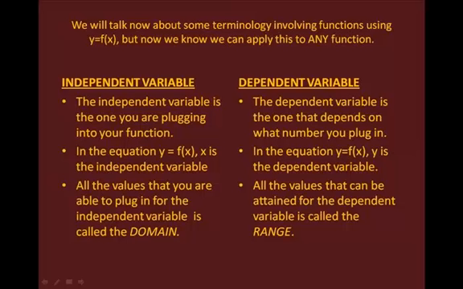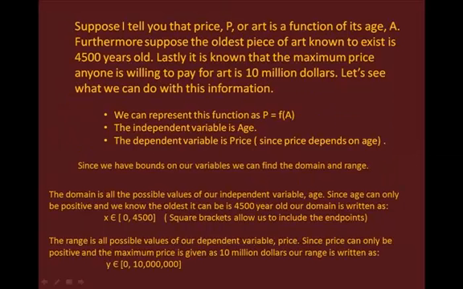Okay, let's look at an example and see how we can set our own function based on numbers from a situation. Suppose that I tell you that the price P of art is a function of its age A. So that means the price that you're going to get for a piece of art depends on how old it is. So furthermore, let's suppose that the oldest piece of art known to exist is 4,500 years old. Lastly, it's known that the maximum price anyone is willing to pay for any art at all is $10 million. Let's see what we can do with this information.